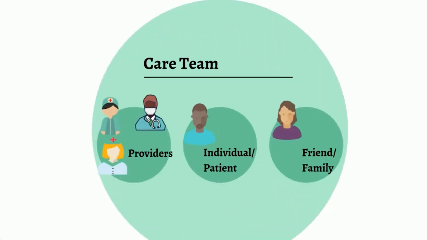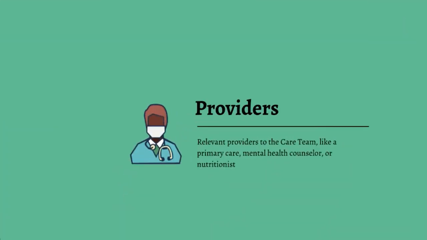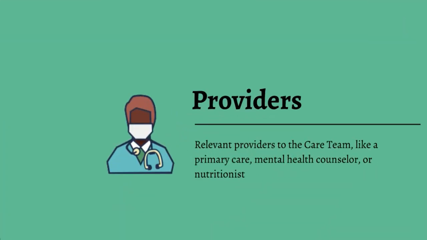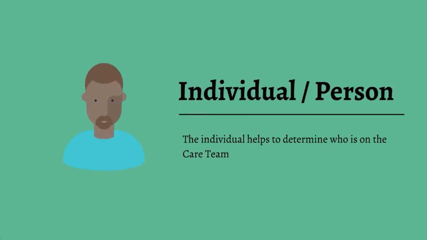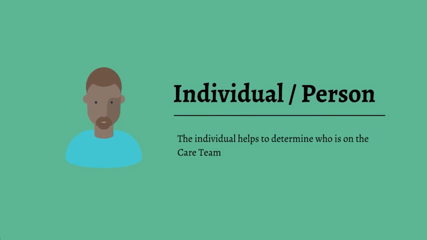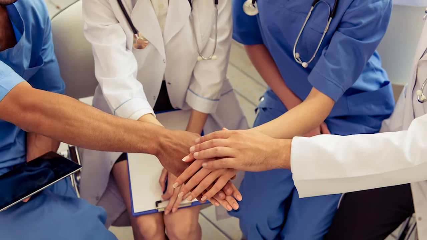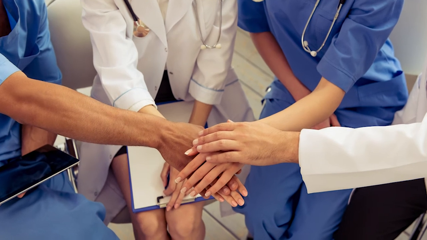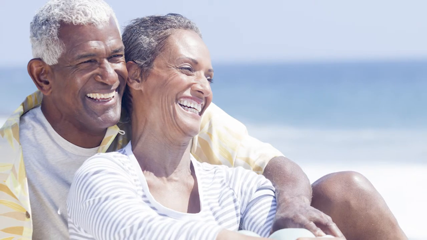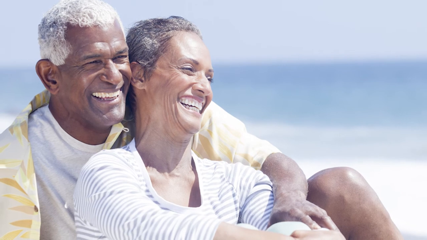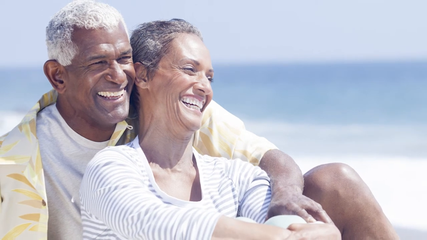Care team. The care team is made up of people involved in the person's care. This may include providers, like a primary care provider, mental health counselor, or nutritionist, the individual or person, and anyone involved in care that the person would like to invite, like family members, loved ones, friends, and so on. The team must be flexible in composition and adaptable to changes in the person's health status, circumstances, and care and life goals.